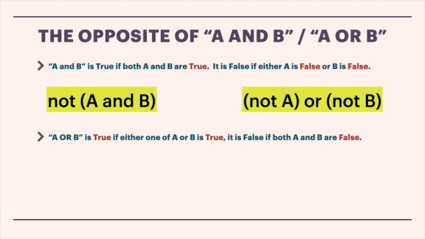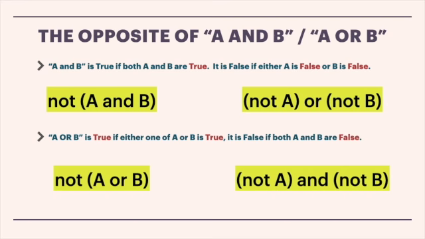A or B is true if either one of A or B is true. It is false if both A and B are false. The statement not (A or B) is the opposite of this. In other words, it is true if and only if both not A and not B are true. These laws are named after a 19th century British mathematician, Augustus De Morgan, and are known as De Morgan's laws.